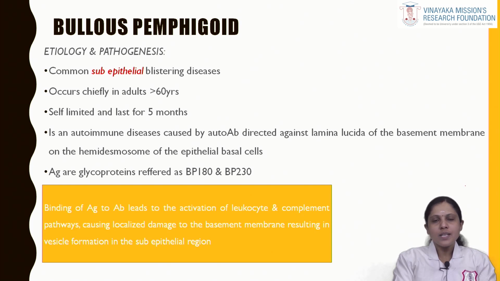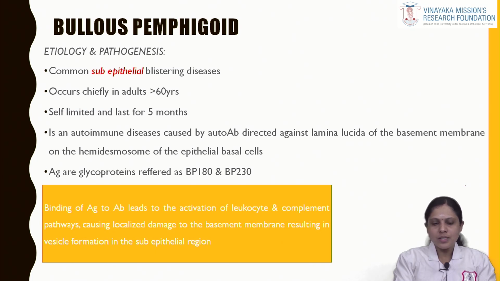Next, coming to bullous pemphigoid. It is a common subepithelial blistering disease, chiefly occurring in adults older than 60 years. It is self-limited and lasts for about 5 months. It is an autoimmune disease where the autoantibodies are directed against the lamina lucida of the basement membrane, that is, on the hemidesmosomes.